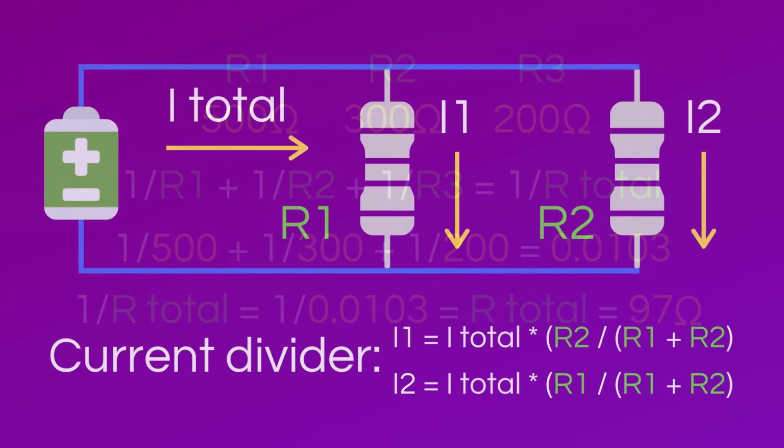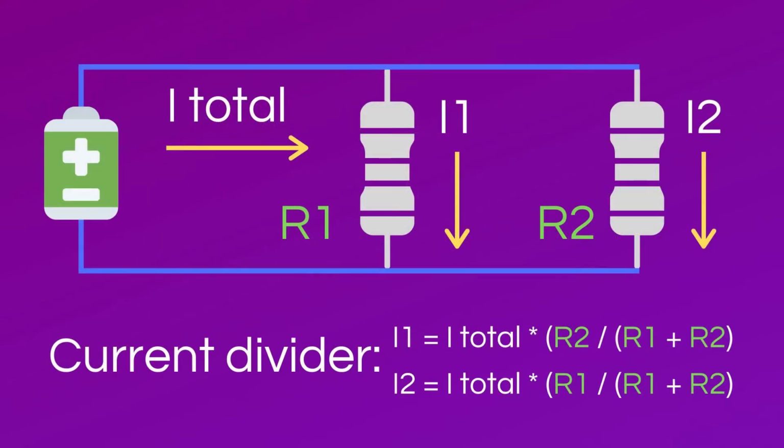Now that we have discussed resistor configurations, let's talk about how current and voltage interact with those. When current splits into two parallel resistors, the current divider rule allows the engineer to find out how much current flows into each parallel resistor. Let's look at the diagram. I1 is equal to I total times R2 divided by R1 plus R2, and I2 is equal to I total times R1 divided by R1 plus R2.